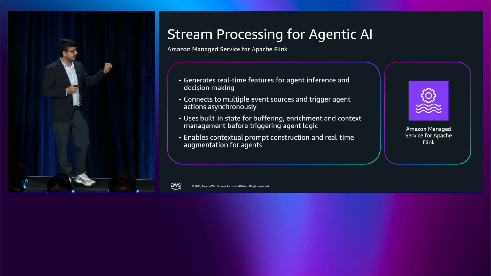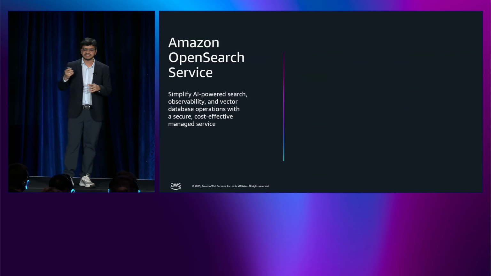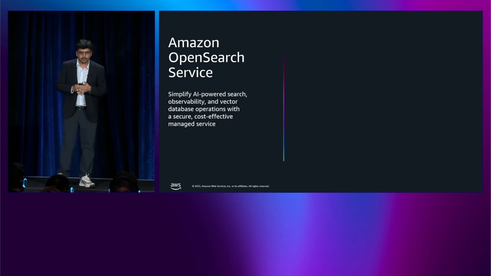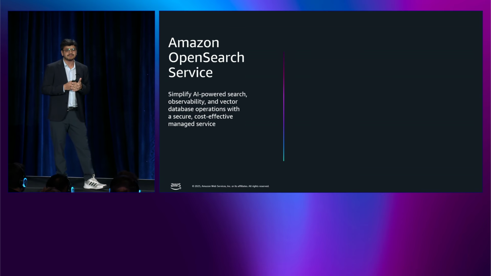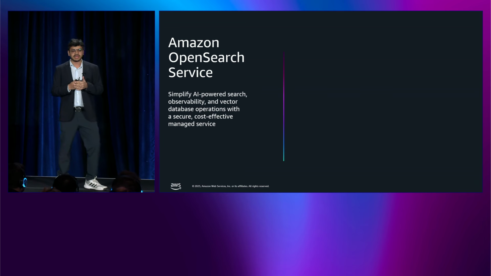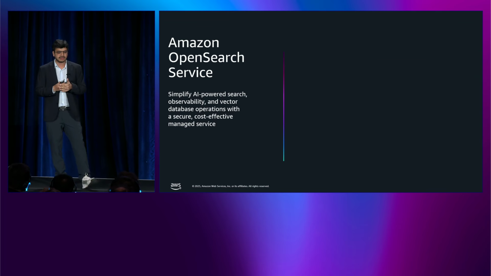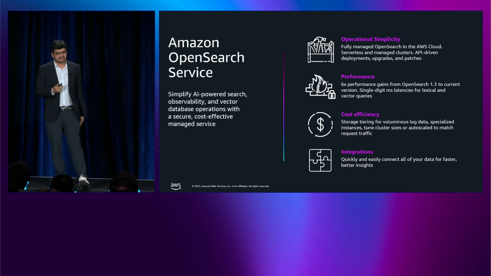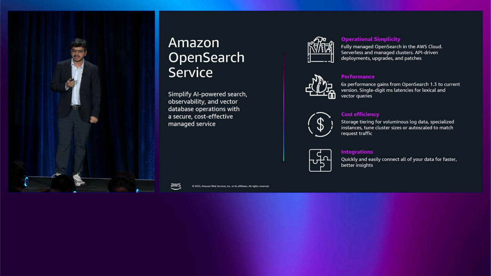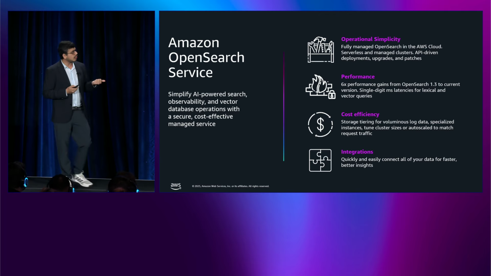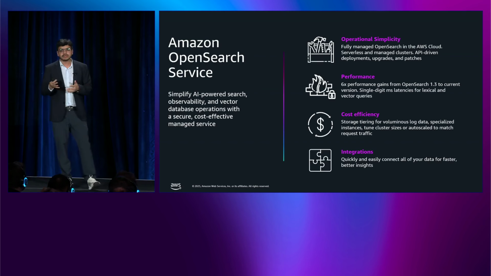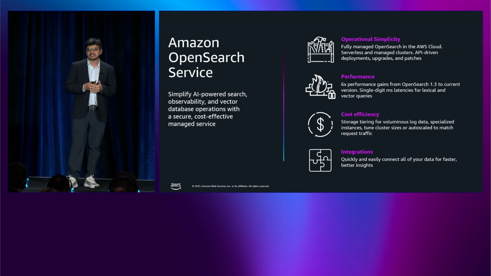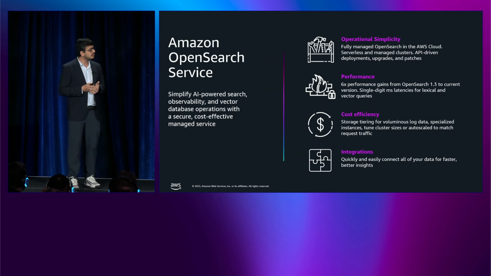So now we have the streaming and the processing, then we need the storage layer. That's where the OpenSearch Service comes into the picture. OpenSearch Service is a managed service which simplifies AI-powered search, observability, and vector database operations, and gives you a really secure and cost-effective managed service. In terms of the operational side, it's a managed service you can deploy into the AWS cloud. We have both options, the managed service as well as the serverless option.